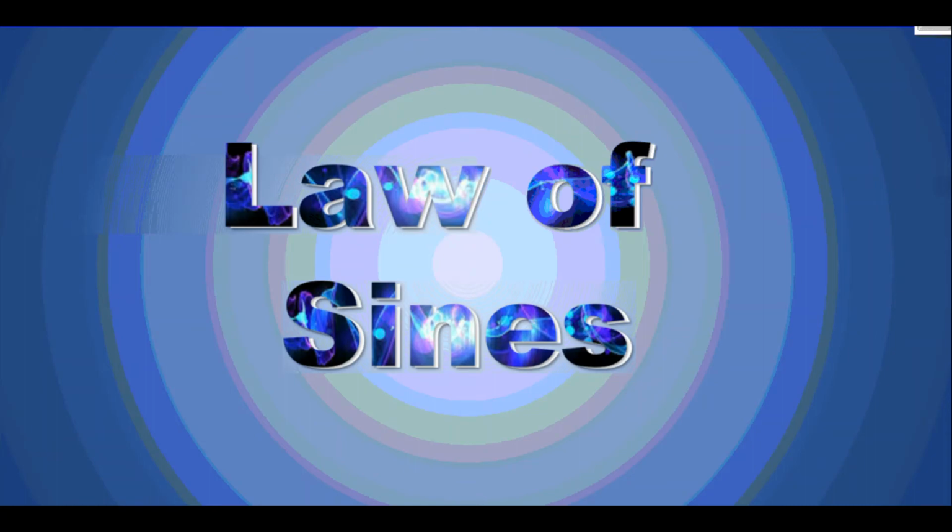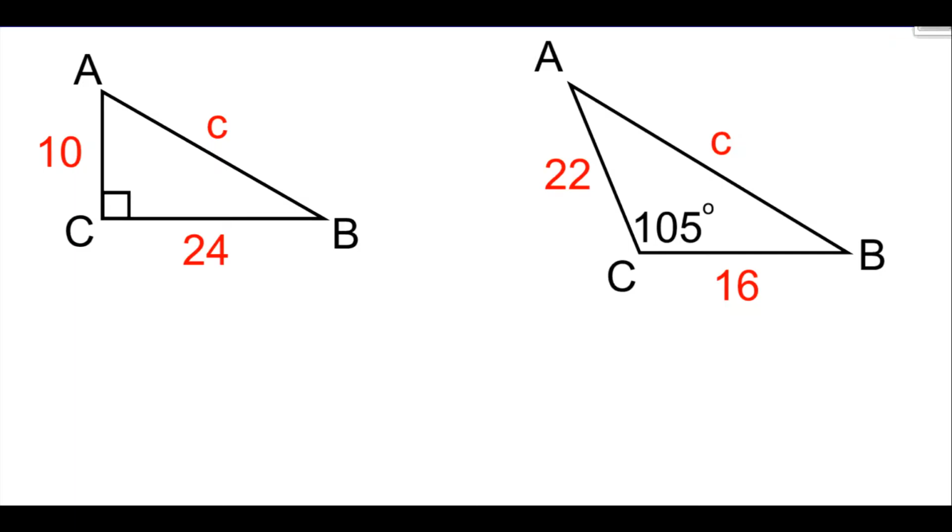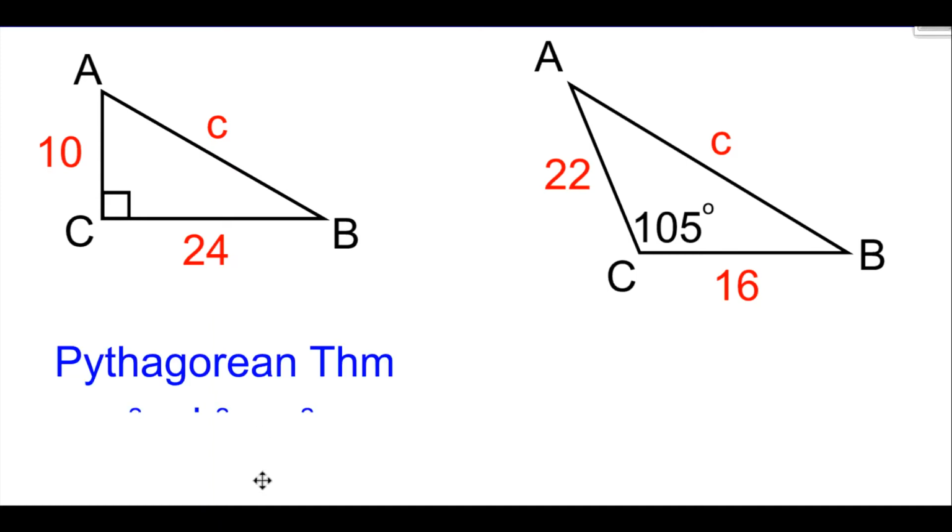Law of sines. Notice the difference between these two triangles. The one on the left is going to be pretty easy for you to find C. You've done it a million times. You would have used the Pythagorean theorem. A squared plus B squared equals C squared. No problem. You can do that and find that hypotenuse right there.